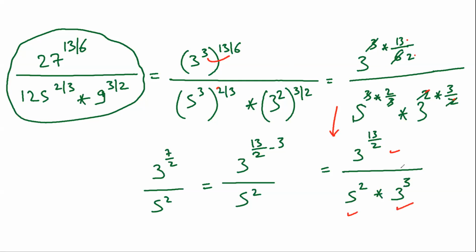So now I can group these two. So 13 by 2 minus 3 upon 5 square. And when I solve this, I get 3 raised to power 7 by 2 upon 5 square.